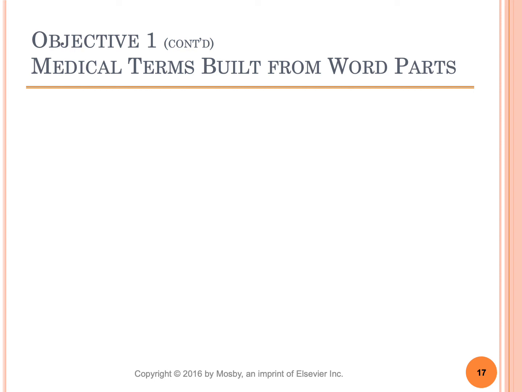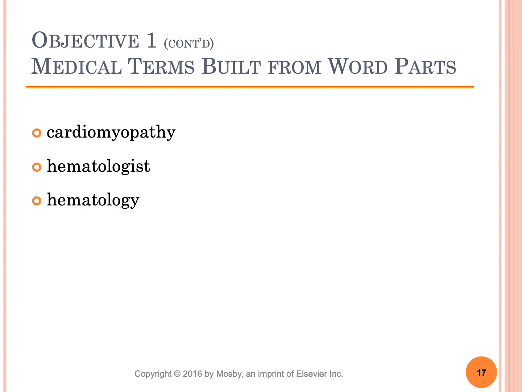So let's look at some other medical terms. The next one is cardiomyopathy. And that is a disease of the heart muscle. Remember, pathy means disease, cardio means heart, and myo means muscle. Now, a hematologist is an individual that specializes in the study of blood and the diseases of blood. And hematology is that study of blood.